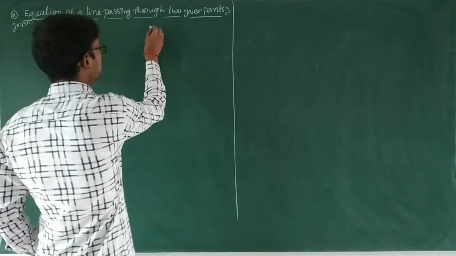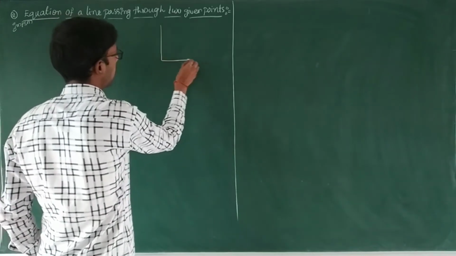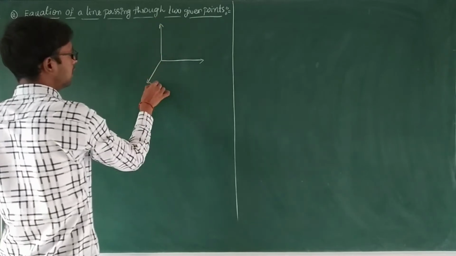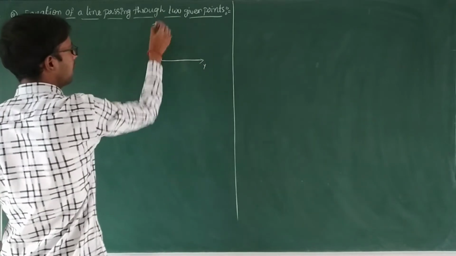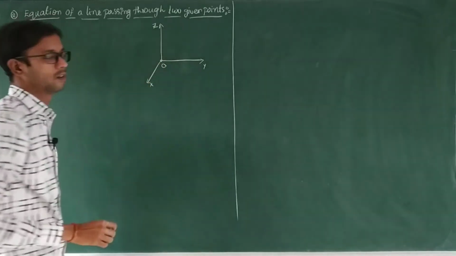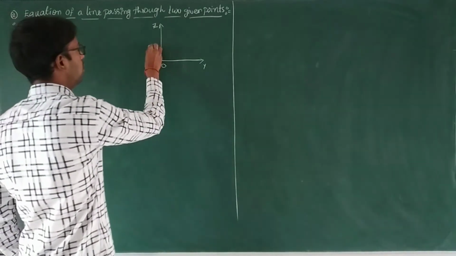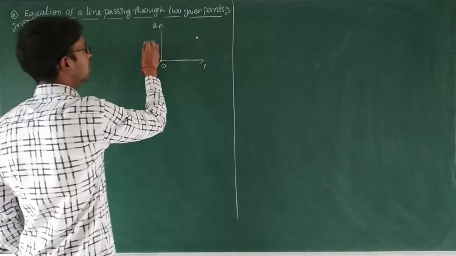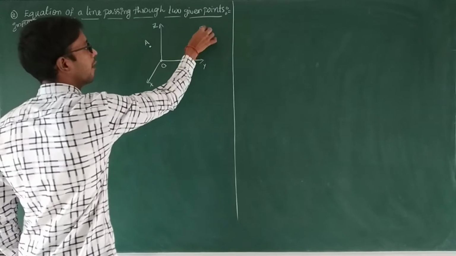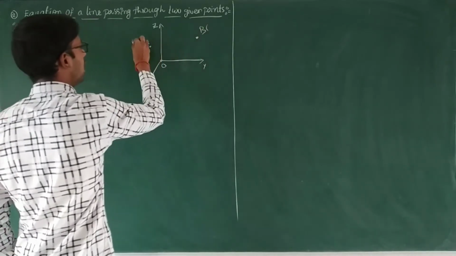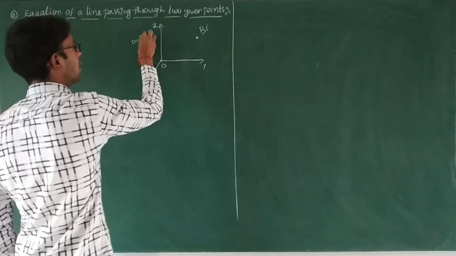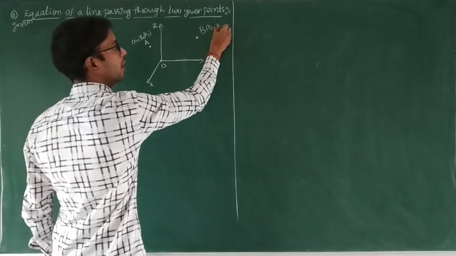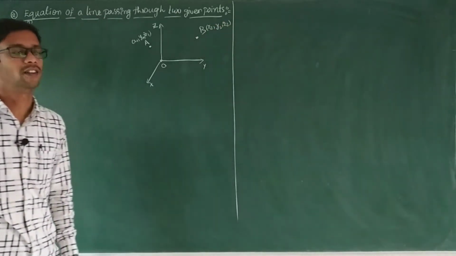So here, x-axis, y-axis, z-axis. So the origin is O. I am taking 2 points in space. This point is A, another point is B. Point A means (x1, y1, z1). Point B is (x2, y2, z2). 2 points in space.